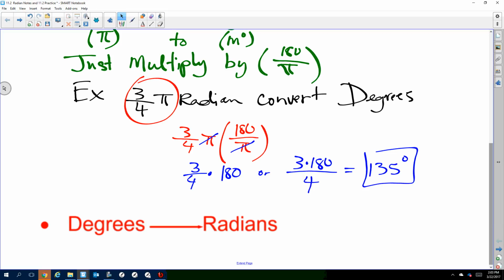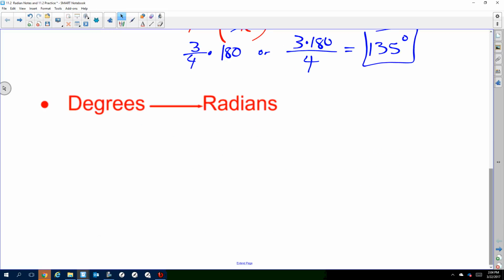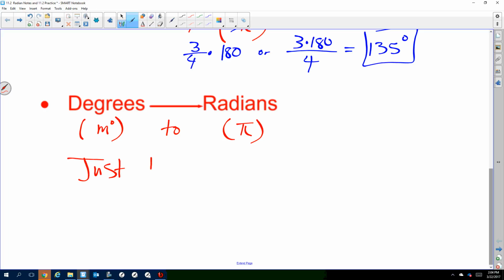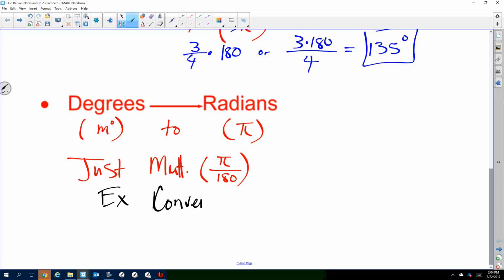Now if I'm going from degrees to radians, I have to go in reverse order. Remember, we have a degree symbol, and we're going to radians, so we want a pi in our answer. Since we're going in the opposite direction, we do the reciprocal. We're now going to multiply by pi over 180. Before we had 180 over pi, now we're going to do pi over 180. So for example, let's say we want to convert 120 degrees to radians.